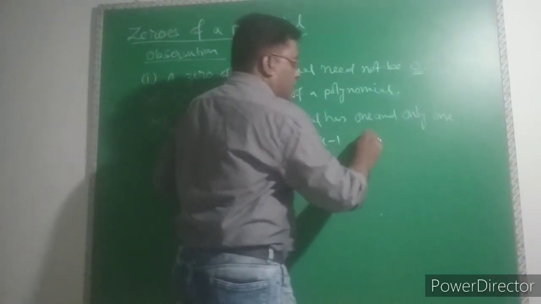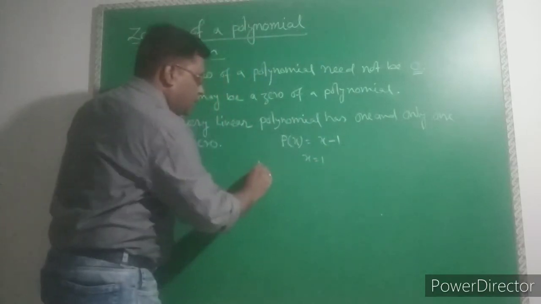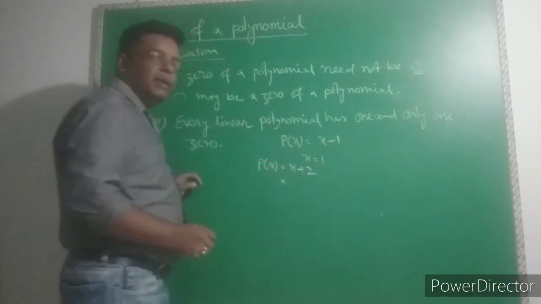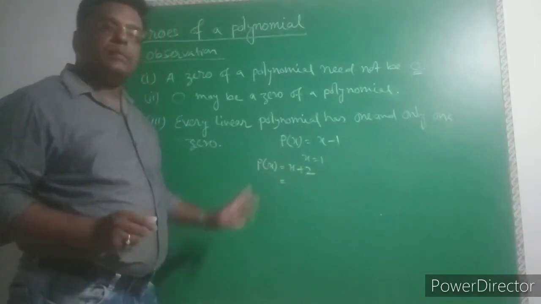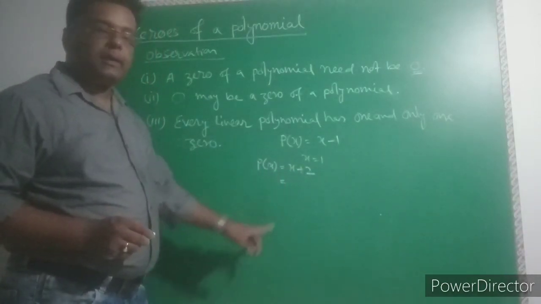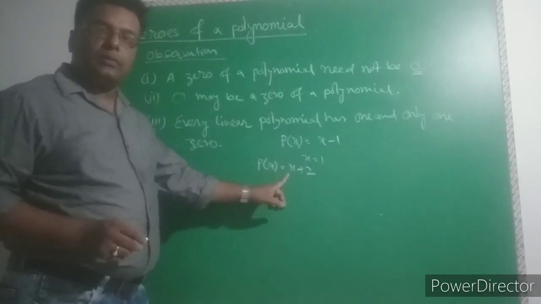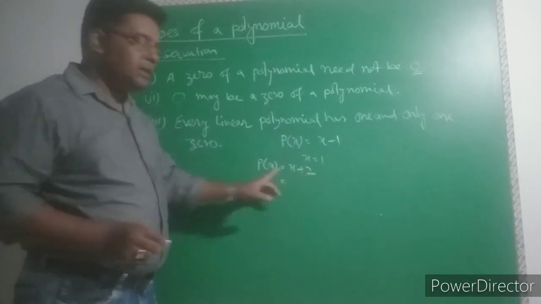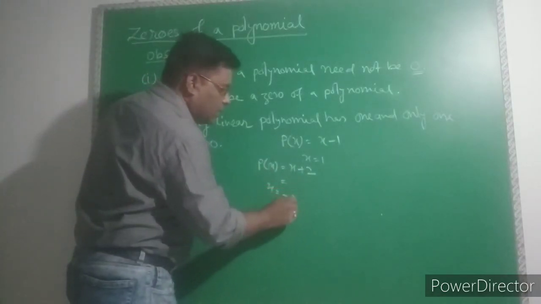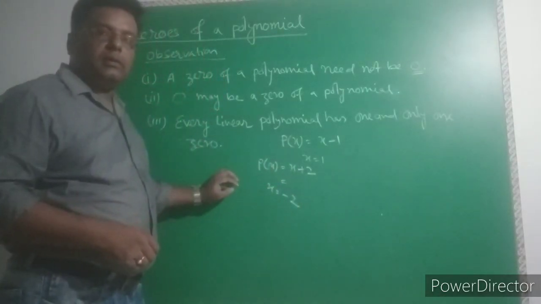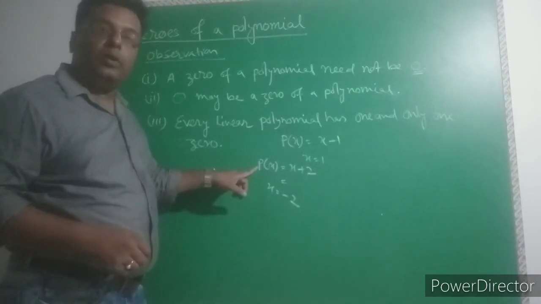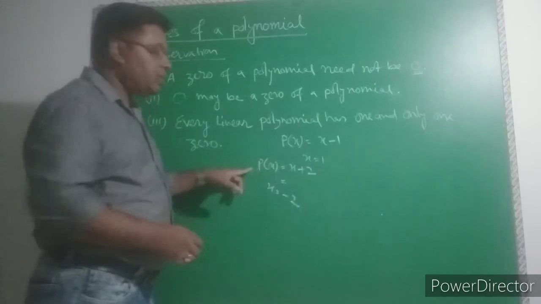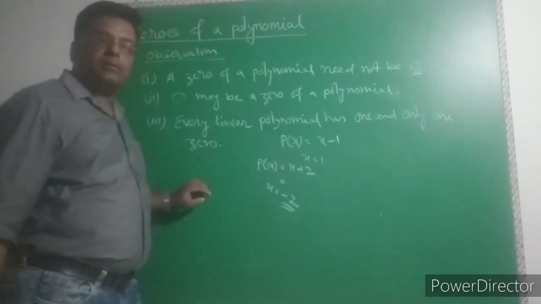Suppose here p(x) equal to x plus 2. Then for what value of x does p(x) become 0? X equal to minus 2, that is, minus 2 plus 2 becomes 0. For x equal to minus 2 only, this polynomial becomes 0. So there is only one zero of this polynomial, which is minus 2.